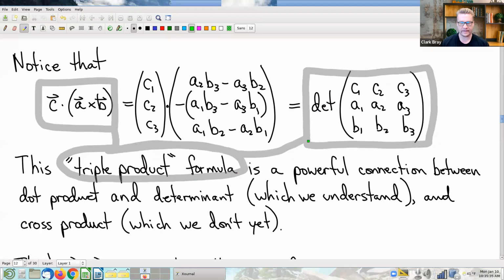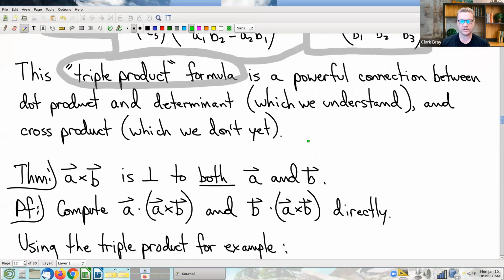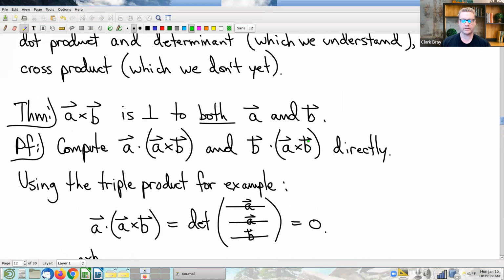Okay, so let's see how that plays out. So here's our first example. I claim, theorem: the cross product is orthogonal to both A and B. That's a neat fact. Now, how do you prove that? Well, orthogonality is easy. Orthogonality means that the dot product is 0. So let's compute these dot products. I just need to confirm that we get 0 out of those dot products.